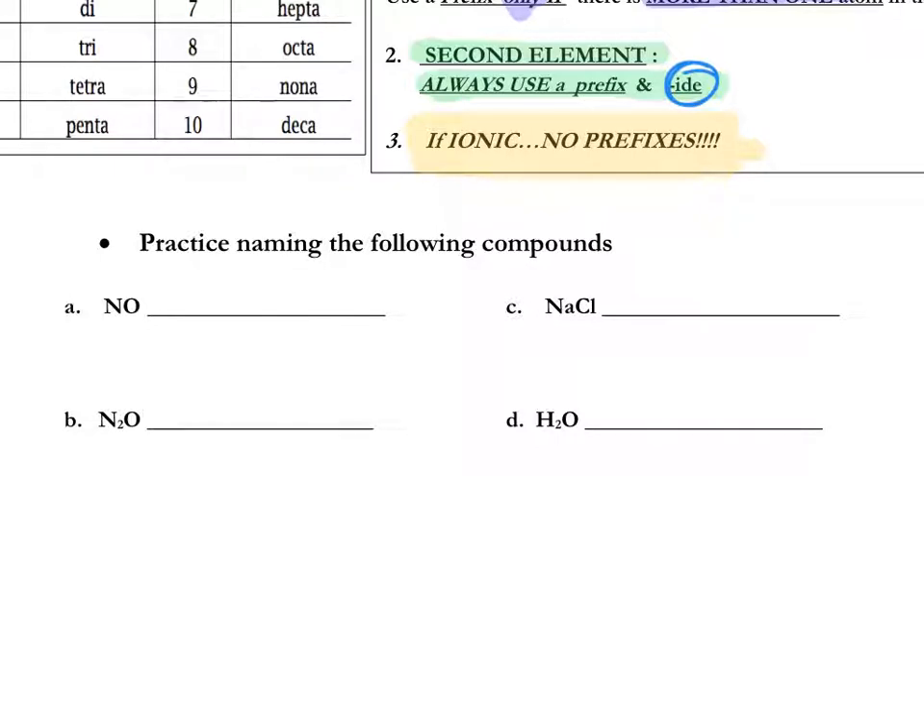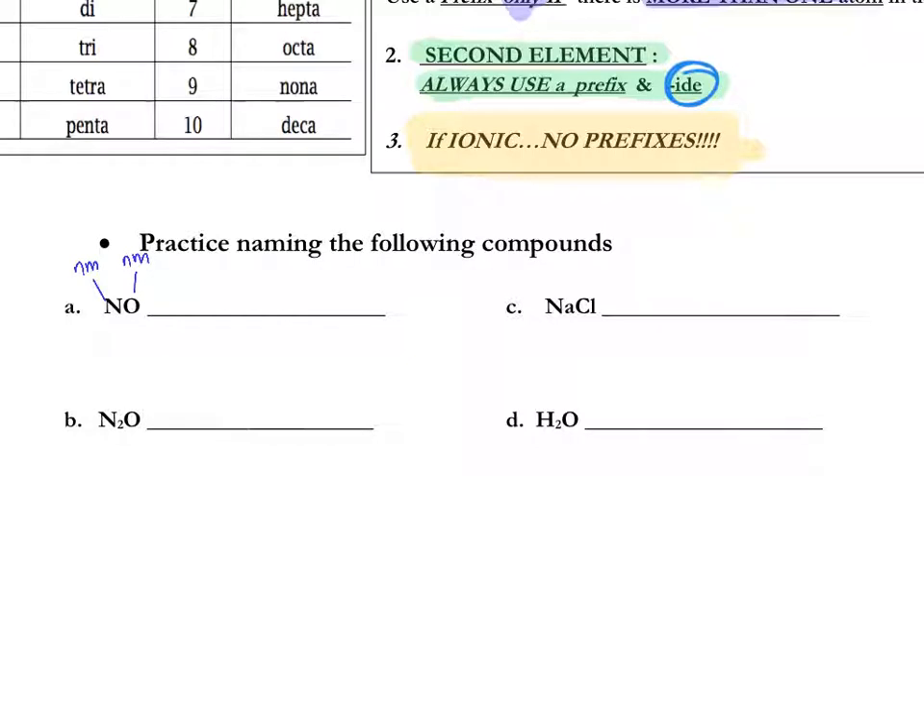Okay, nitrogen is the seventh element. It is to the right of the metalloids, so that makes it a nonmetal. Oxygen, I hope by now we know that oxygen is also on the right of the metalloids, and it is a nonmetal as well. So two nonmetals makes a covalent compound. So I know that this is a covalent compound, so I'm going to use my prefix system.